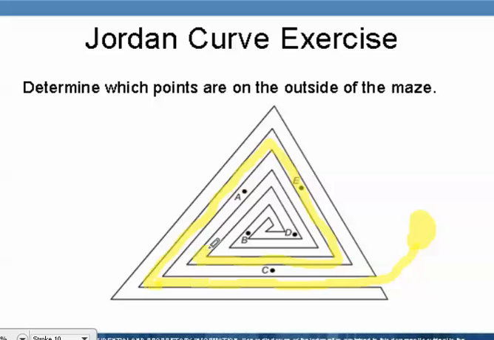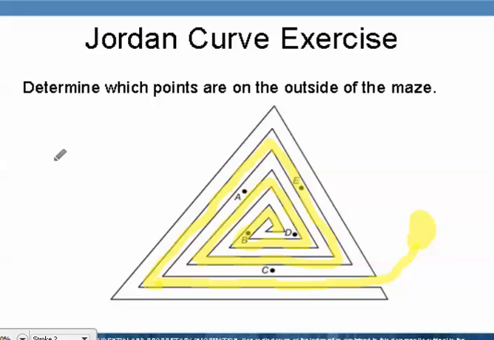See how I'm going around here? I'm trying to be very careful with it. A is on the inside of the triangle. D is on the inside of the triangle. But B is on the outside of the triangle. So this point right here in the very middle of that object is on the outside of the triangle.